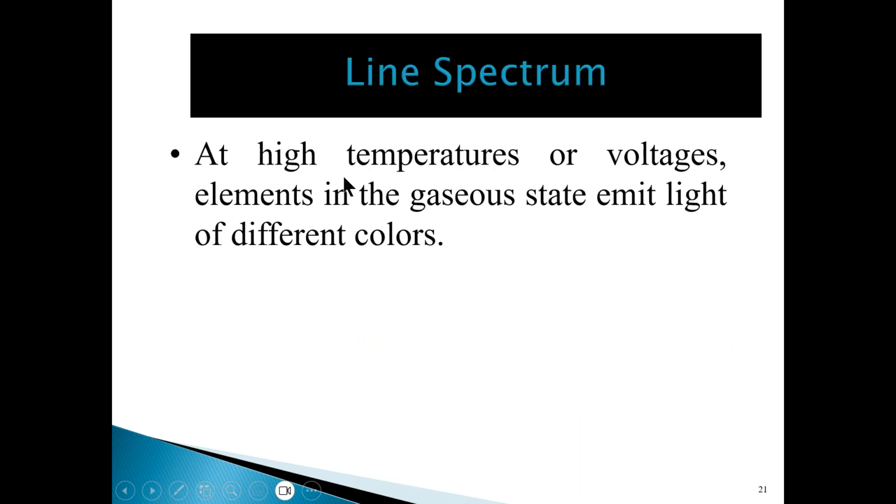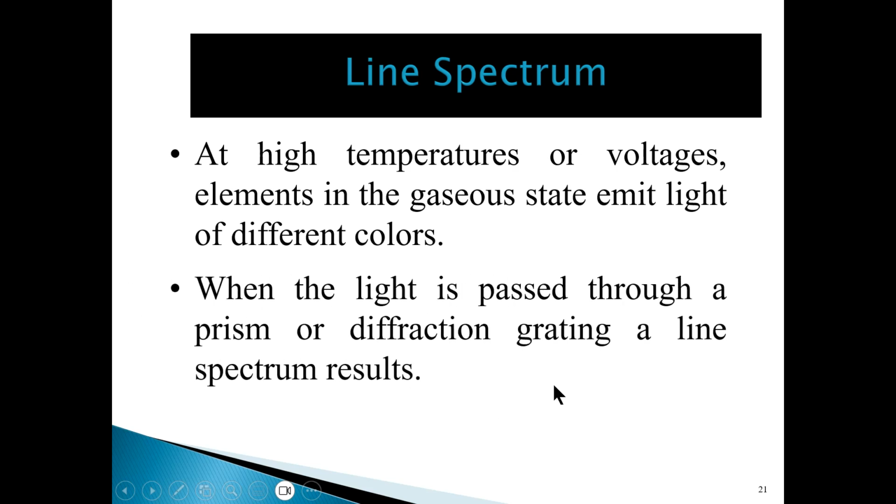Now it turns out that when you have certain elements that are exposed to either high temperature or voltages, they emit light, but not the same thing as the white light that you'll get from a lamp or the sun. And one can explain the reason why that happens based on the atomic structure as put forward by Bohr. So when this light is passed through a prism or diffraction grating, you end up with a different type of spectrum. It's not a continuous spectrum, it's called a line spectrum.